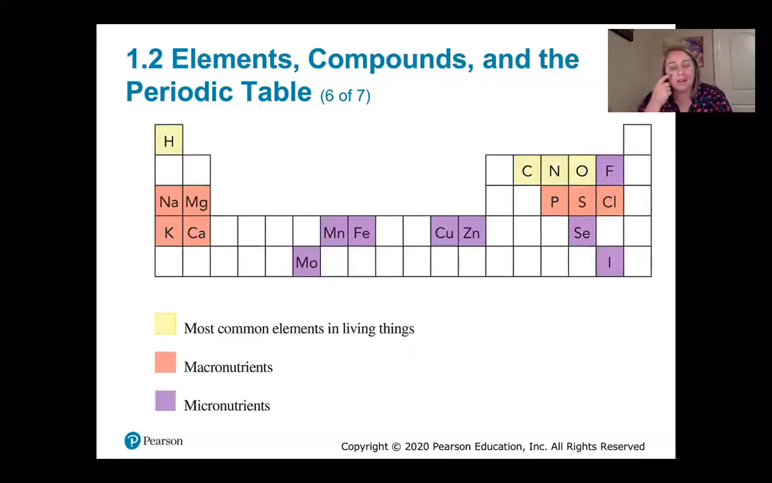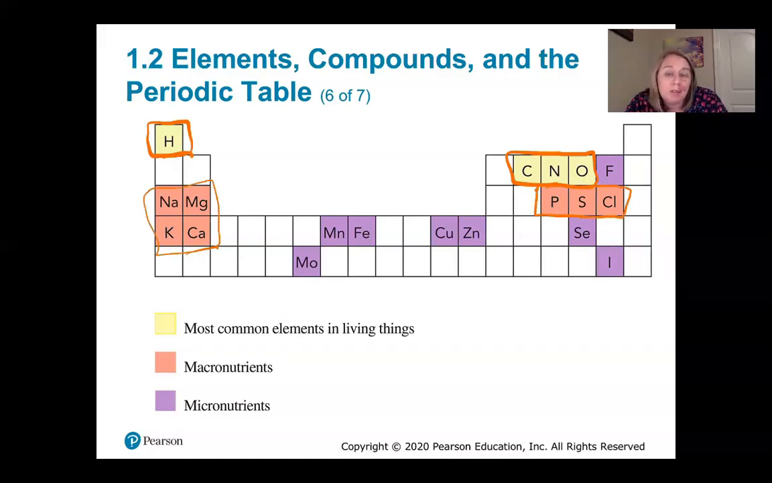So here's a little graphical representation, right? Our most common elements of living things, C-H-O-N, CHON, those are our top 4. Then we have our macronutrients, right? And you can see some of them are metals, some of them are nonmetals.